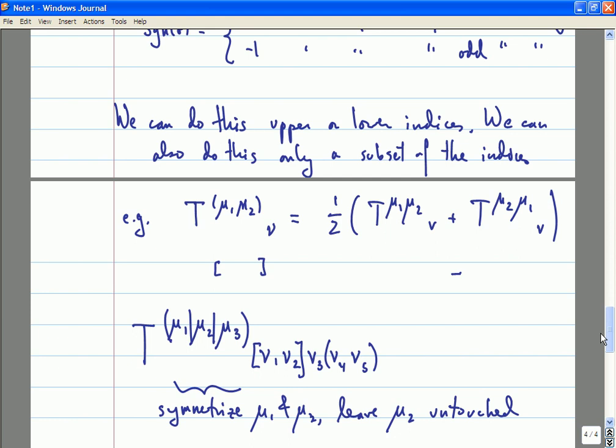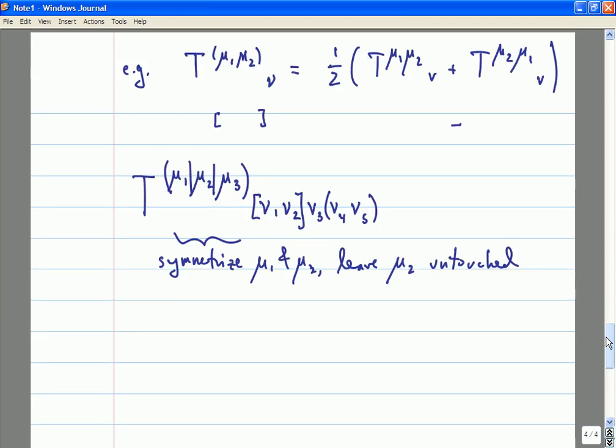Many of the tensors, in fact almost all of the tensors that we will meet in our study of general relativity, will have some interesting symmetrization or anti-symmetrization properties. Yes? Can you give an example? The notation, if I want to symmetrize mu1, mu3? Usually we don't symmetrize tensors. We only symmetrize a collection of upper or a collection of lower indices. You could, of course, talk about symmetrizing upper and lower indices. We don't have a special notation for that, but you could talk about it if you wanted to. Yes, good question.